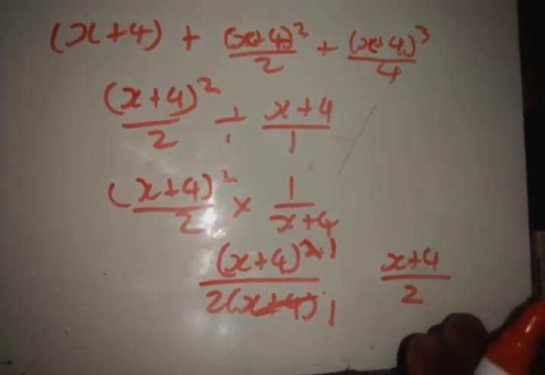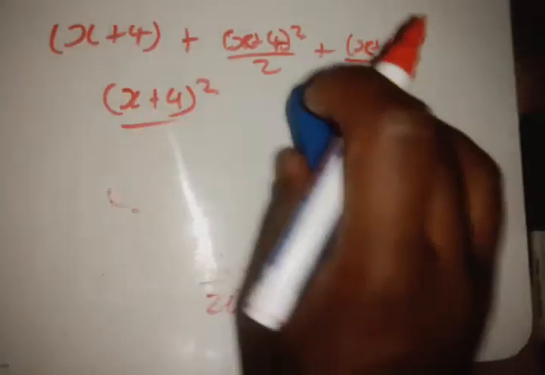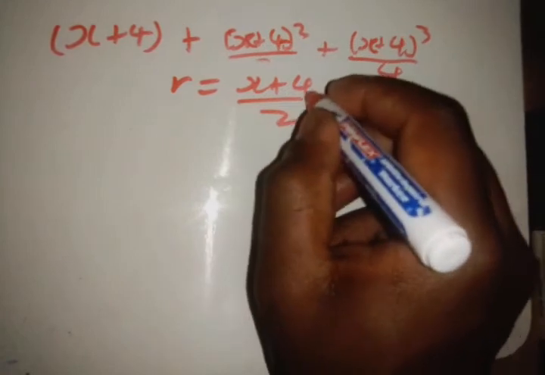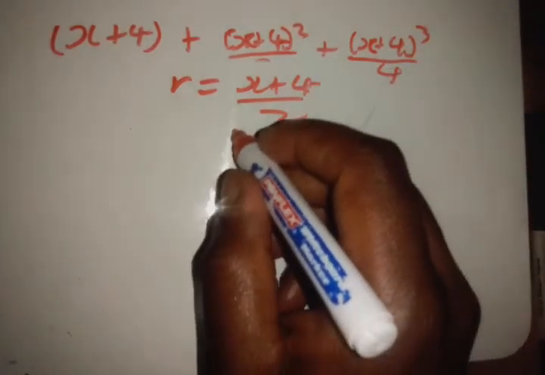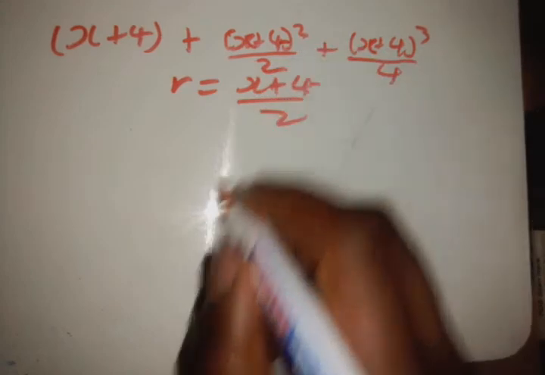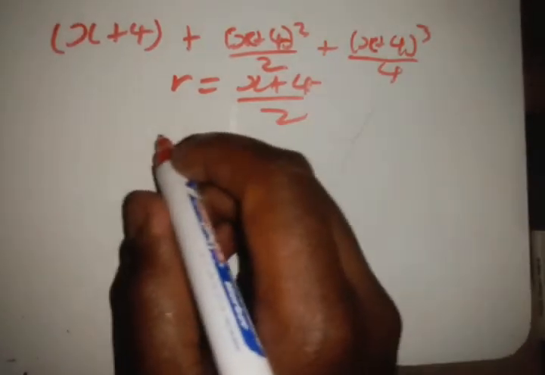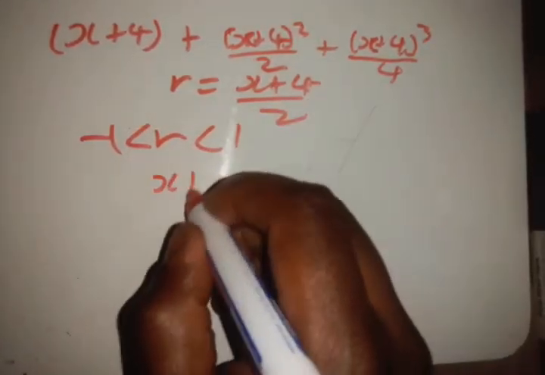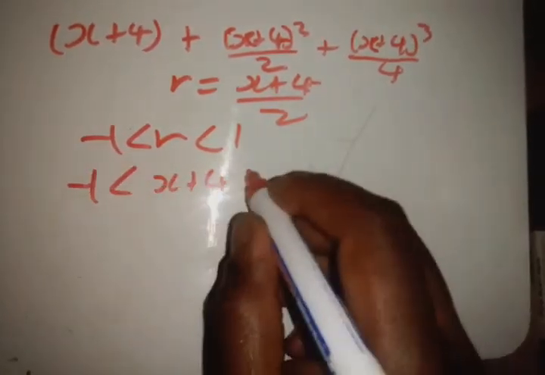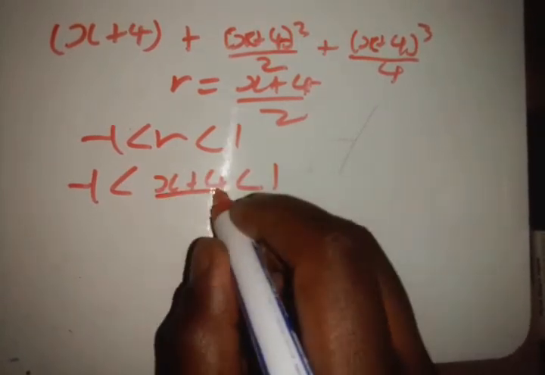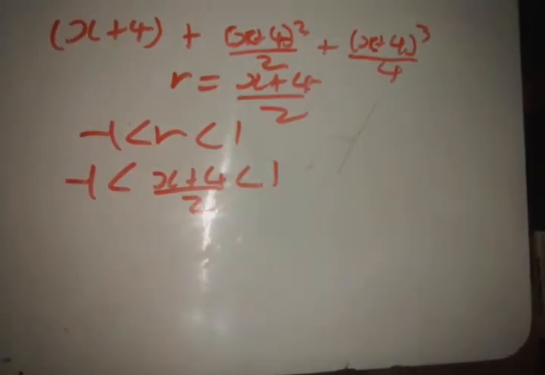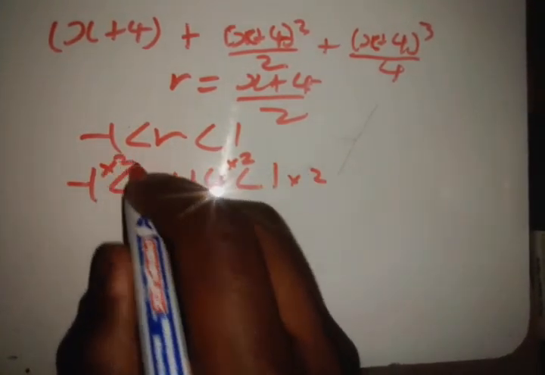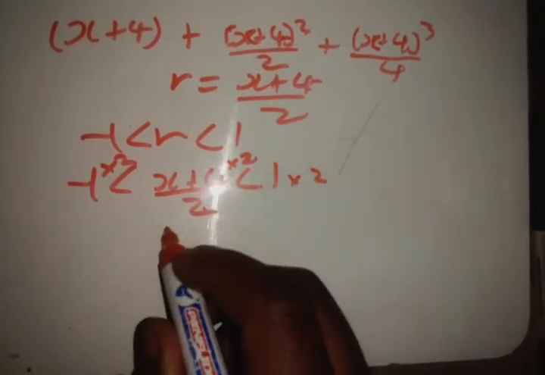So we got our r, which is (x plus 4) over 2, right? So that was our r. So from here you now say r is between -1 and 1. So you substitute that. So (x plus 4) over 2 must be between -1 and 1, right? So from here we need to solve for x. So we'll just multiply everything by 2, right? And then this 2 will cancel that 2, right?